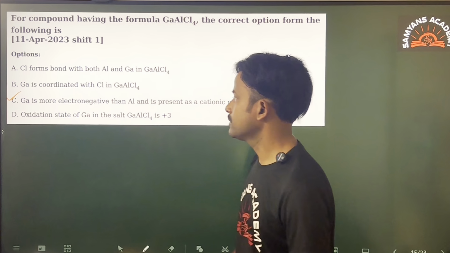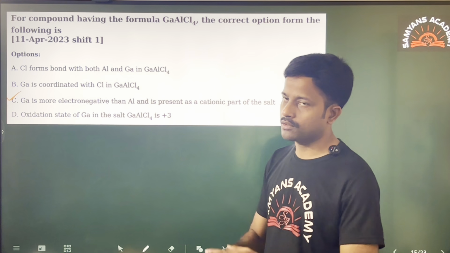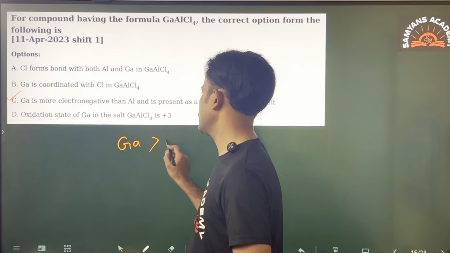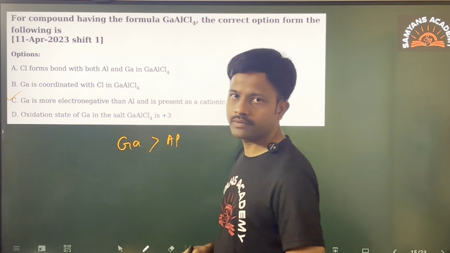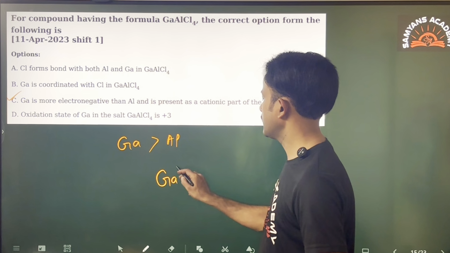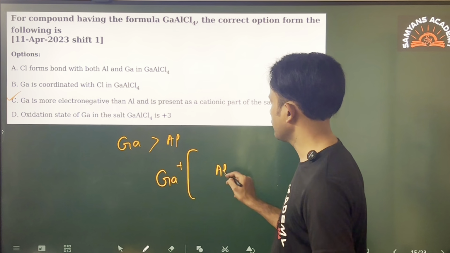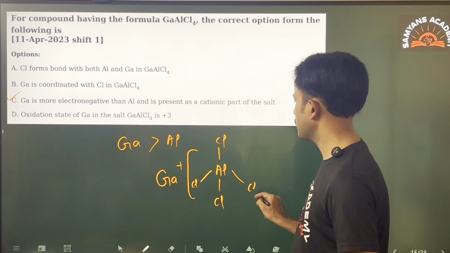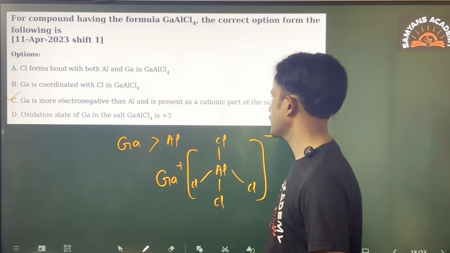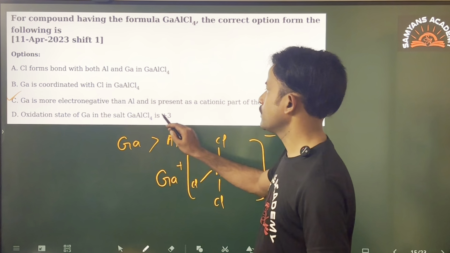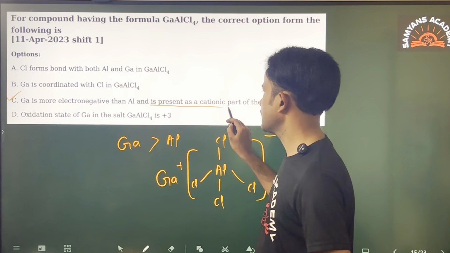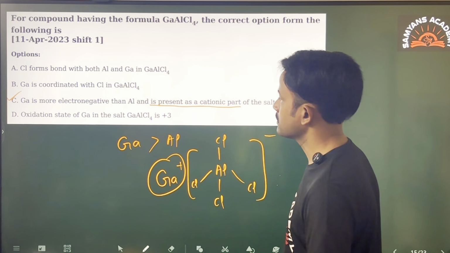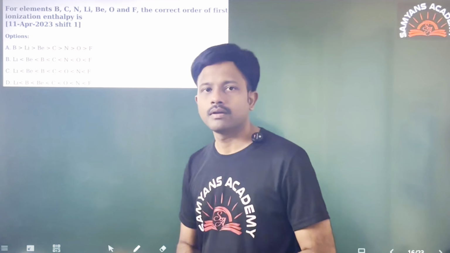Why? Going from boron to aluminum to gallium, electronegativity should decrease, but here there is an exception. Gallium has more electronegativity than aluminum. Because of this, gallium exists in the cationic part of this salt, and aluminum forms the bond with chlorines like this, AlCl4, which carries a minus charge. This is the cationic part. Gallium is more electronegative than aluminum and is present as the cationic part. So answer C is matching. Okay, move on.